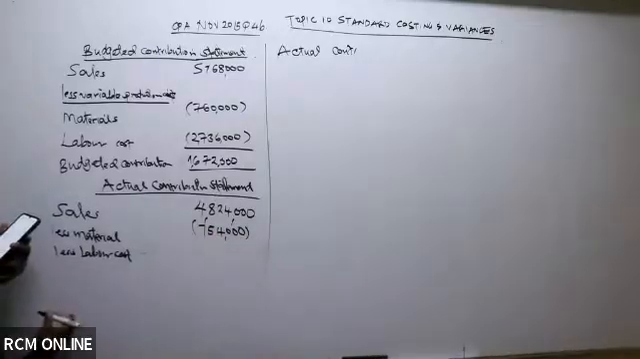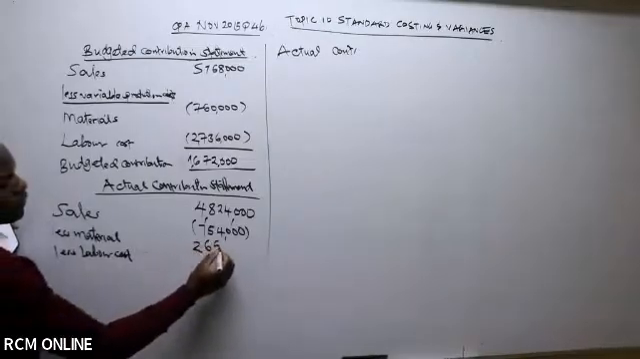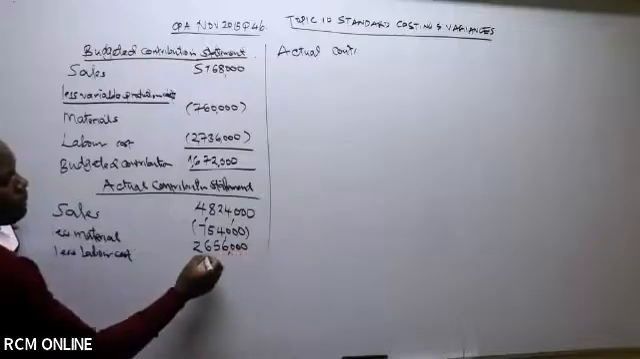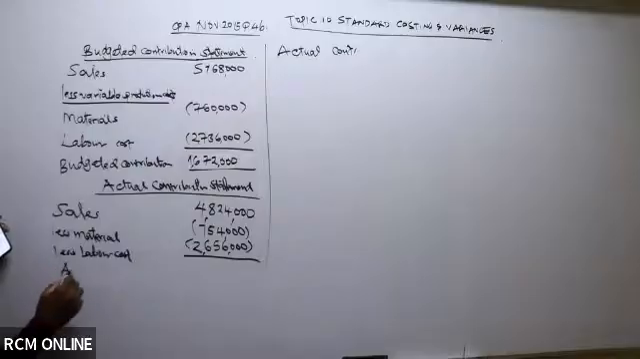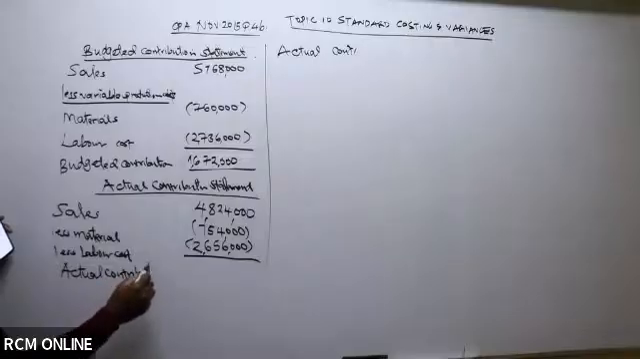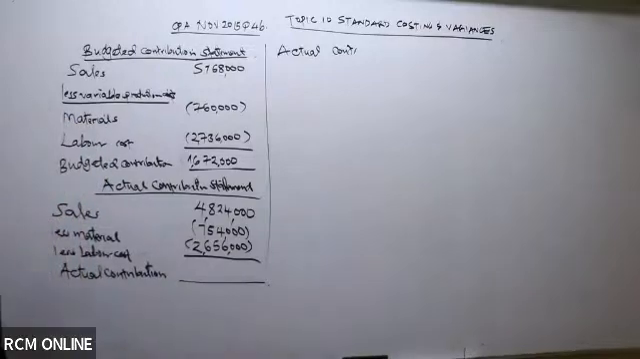Actual labor cost as per this, 2,656. What do we have? Actual contribution. So actual contribution. What are you getting? Actual contribution, how much is it? Is it 14?